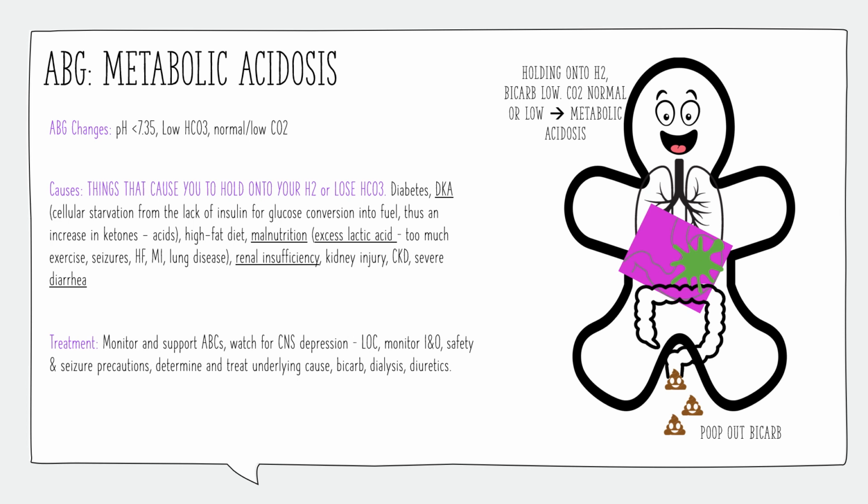But if your patient has DKA, you're going to treat them for the DKA and the acidosis is going to fix itself. Same thing with malnutrition. I've seen tons of alcoholic patients that are super malnourished. They come in, they're in an acidotic or ketotic state. You fix the underlying problem, you fix the metabolic acidosis.